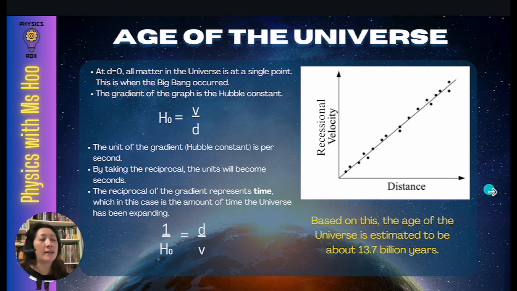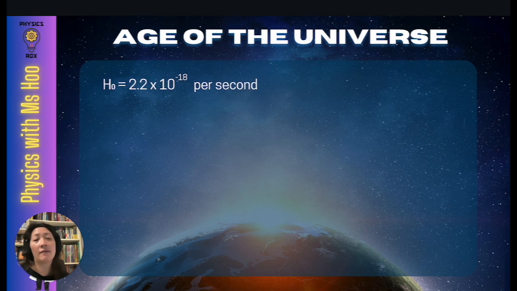In fact, the past year question asked students to calculate the age of the universe. So to calculate this, all you need to do is just take the reciprocal of the Hubble constant. So given that the Hubble constant is 2.2 times 10 to the power negative 18 per second, we can calculate the age of the universe this way. So how do we calculate the age of the universe? So I'm going to show you the working. Given that the Hubble constant is this value of 2.2 times 10 to the power negative 18 per second, we can write it this way.